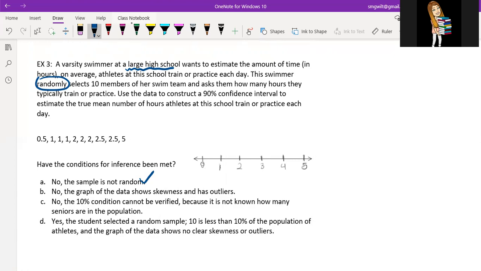So if I check my data on a dot plot, if I have one value at 0.5, I have 3 values at 1, I have 3 values at 2, I have 2 values at 2.5. Now that looks pretty symmetric, but then I have this value at 5, which looks to be an outlier. Okay, so that means that this is incorrect because the graph of the data shows skewness. Because I have that outlier, this is not going to be something that we can use the test for.